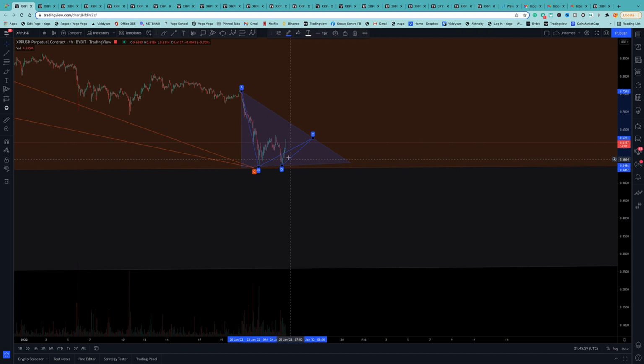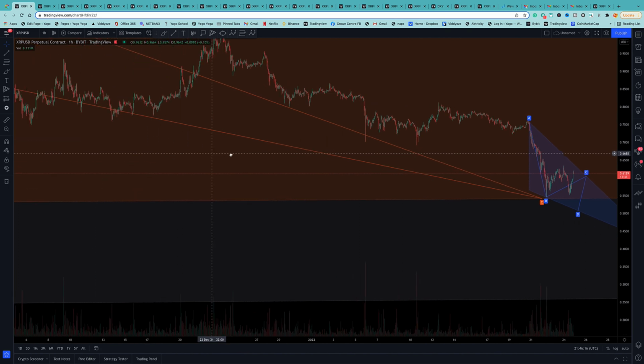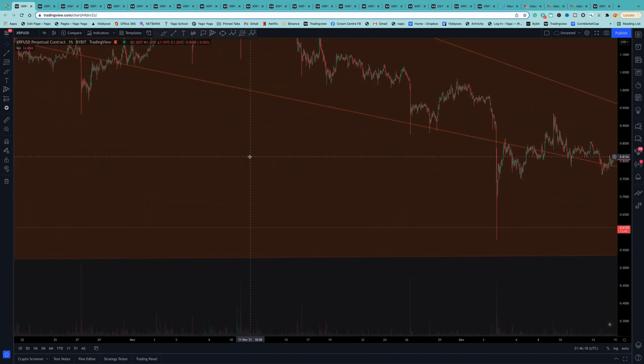But we shall see. So right now you could say it's this, but it could become that, simply because of the moving averages, the higher time frame moving averages are still coming down like a hammer.